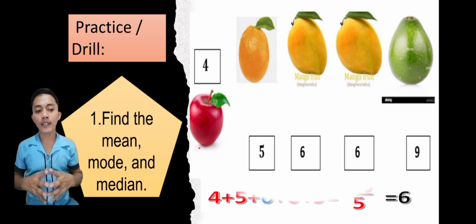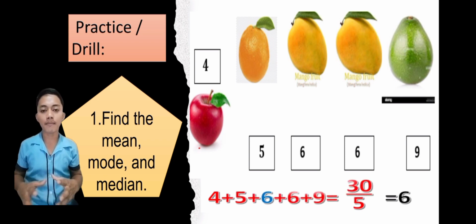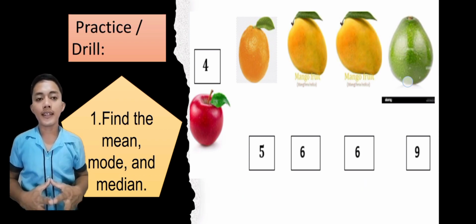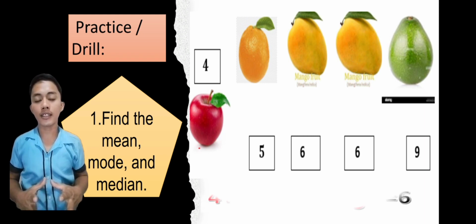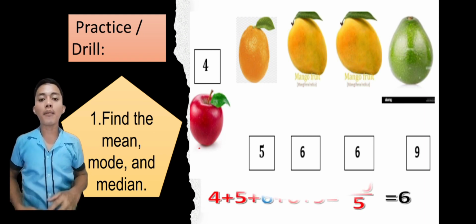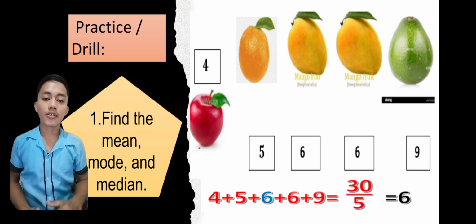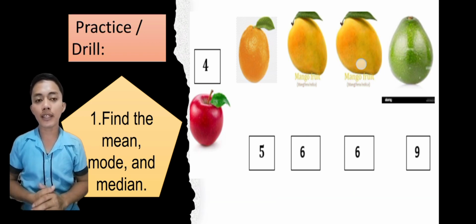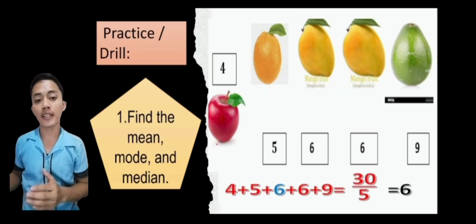In order to find the mean, we will sum them up and divide it by 5. The result, which is 6, is the mean. Now, the middle number of the data set is 6. How about the mode? Still 6, because it is the number or value that occurs most frequently in the data set, the other term for which is the repeating number.